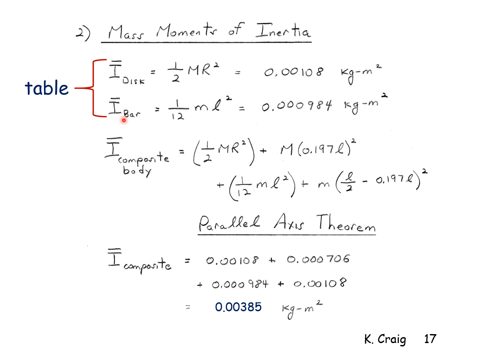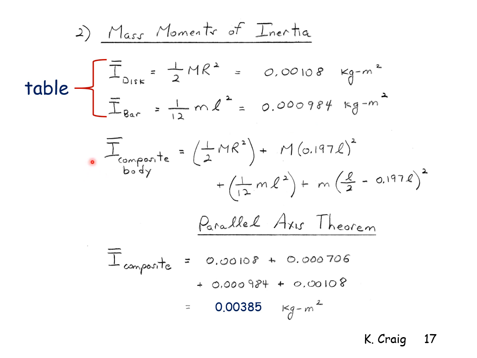For the bar, the mass moment of inertia with respect to its center of mass and an axis in the z direction through that center of mass is given in the table as 1/12 ml squared. Substituting in values, I get this number, kilogram meter squared.